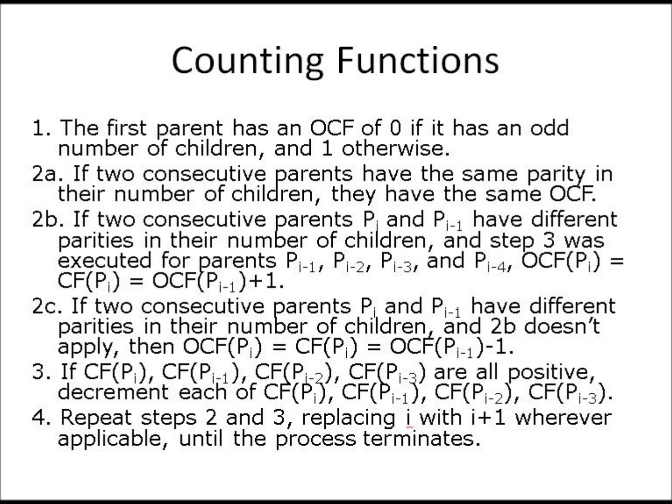Step 3 is a check that is performed on every 4 consecutive parents. If they all have a positive CF, then all 4 of their CFs are decreased by 1. We repeat steps 2 and 3 repeatedly until the process terminates. That was a lot to take in, so let's try an example.